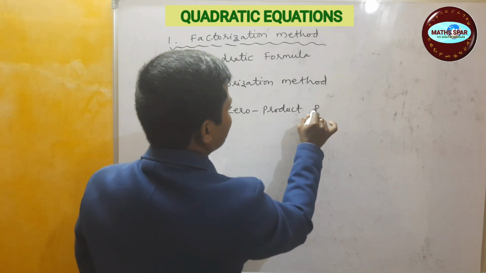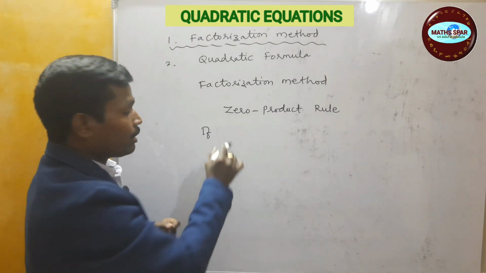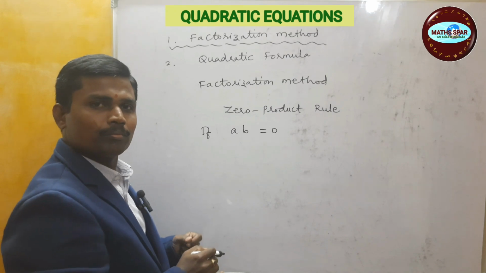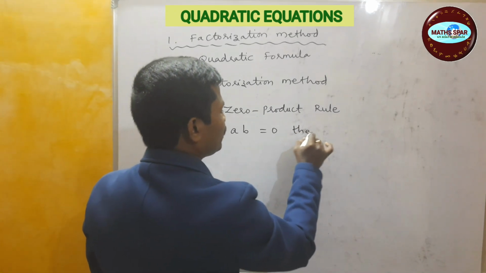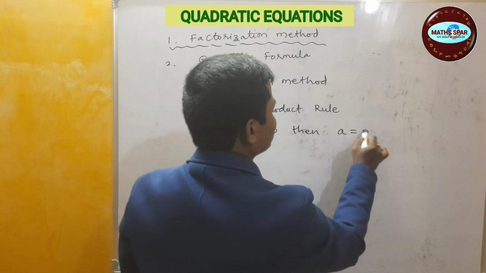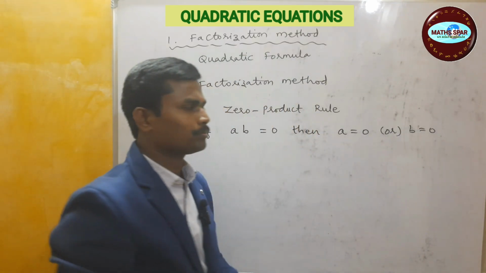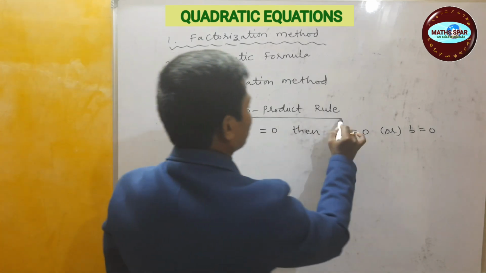What do you mean by this zero product rule? If AB is equal to 0, meaning the product of AB is equal to 0, then either A should be 0 or B should be 0. This is nothing but the zero product rule.